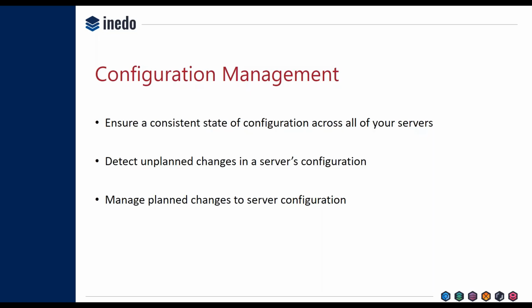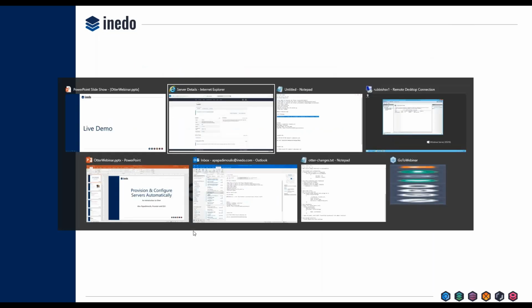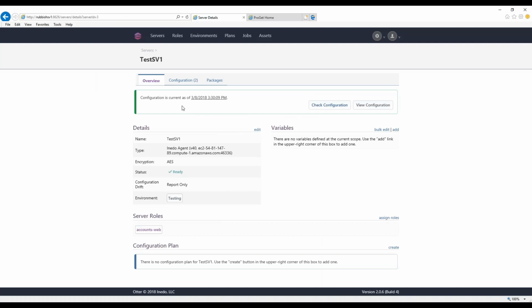For example, if I were to go and change the server's configuration, it would show up in Otter, because Otter would detect that the desired state of configuration that you entered in a plan wasn't what it ought to have been based on the server. And lastly, the other important aspect of configuration management is the ability to manage planned changes to a server's configuration. So for example, if we need to start changing settings in an application pool, we can do that in a controlled manner using Otter. So let's jump back to Otter and see what that's like.